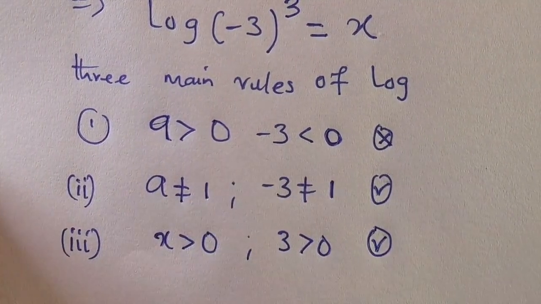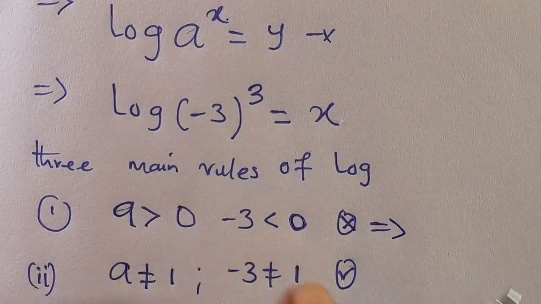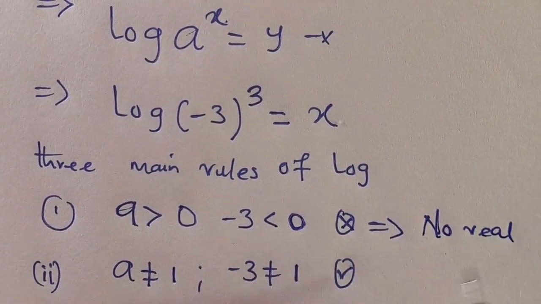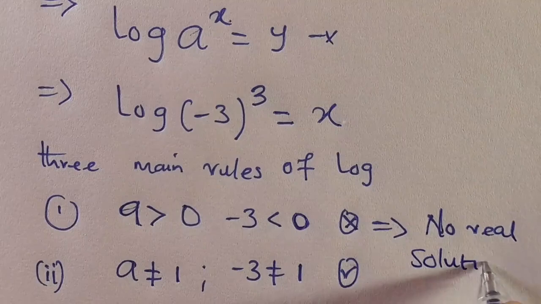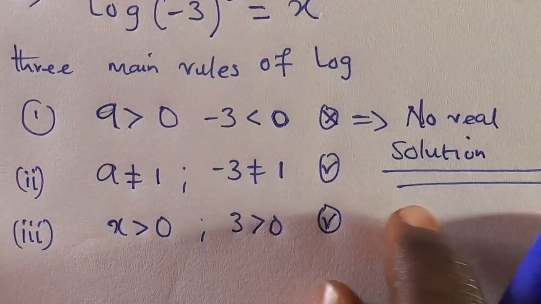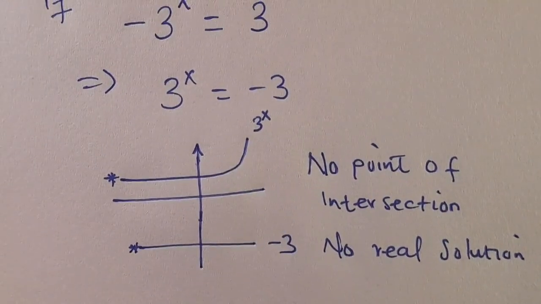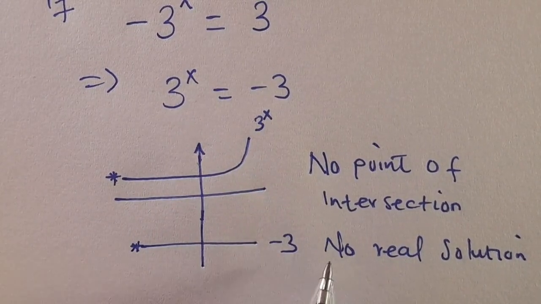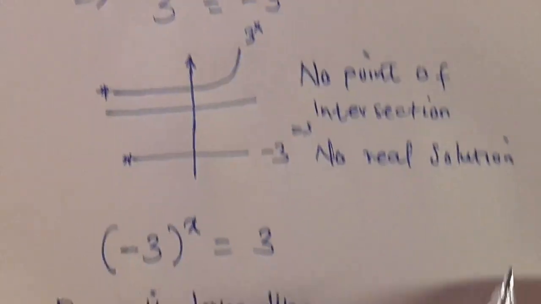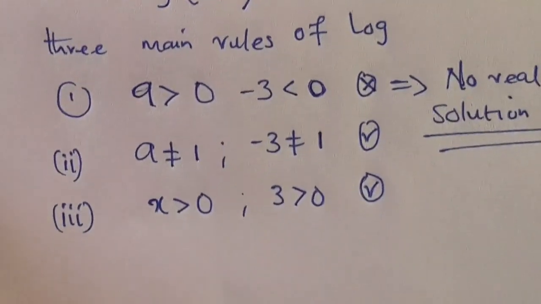And so therefore, for this one, it implies that no real solution, which is also in accordance with what we have here. For this type of problem, when there is no point of intersection, this also implies that no real solution. But we can have a complex solution. Let us now see how to solve it.